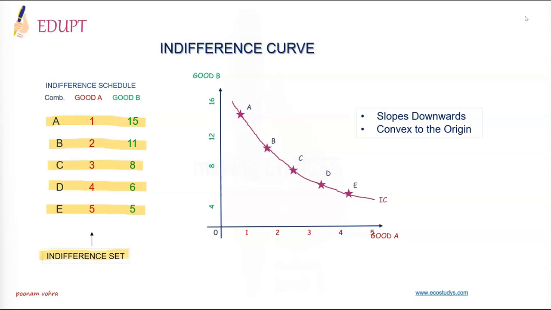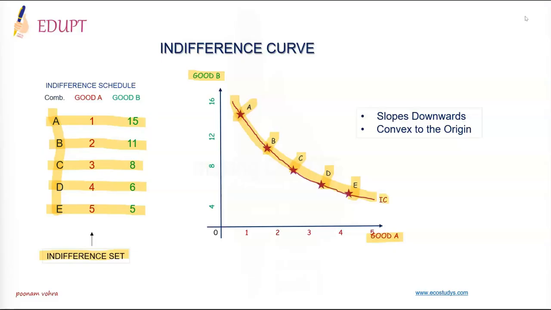This tabular presentation can be shown graphically by taking units consumed of good A on x-axis and units consumed of good B on y-axis. And the points can be then plotted and you get point A, B, C, D, and E, which are same as these combinations. By joining these points, one gets a curve which is downward sloping and is called as indifference curve.